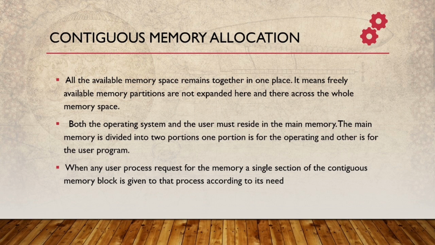Both the operating system and the user must reside in the main memory. The main memory is divided into two portions. One portion is for the operating system and the other is for the user program. When any user process requests memory, a single section of the contiguous memory block is given to that process according to its need.